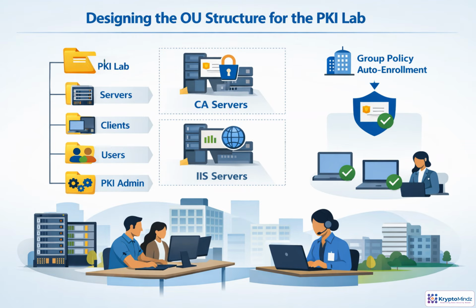Think of your OU design as the foundation for every certificate action you'll automate later. We separate servers, clients, users, and PKI admins, so policies can be tightly scoped and low risk. CA and IIS servers live in server OUs, letting us apply stricter security and PKI-specific settings. Clients and users get their own OUs to support auto-enrollment. The goal is simple: clear boundaries, easy targeting, and a lab that feels like a real enterprise.